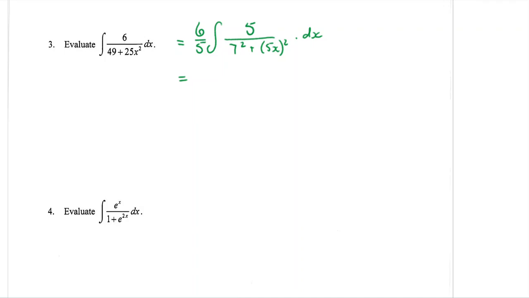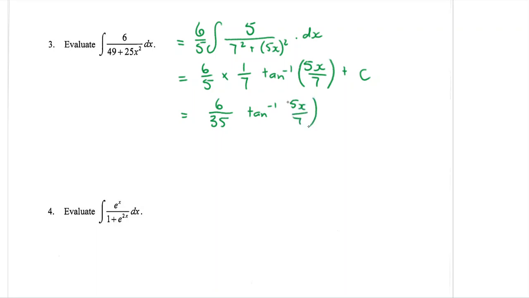The 7, good. That 6 over 5 is just sitting out the front. 1 over a will be 1 over 7. And then it will be inverse tan of my function, which is 5x over a, which is 7, and then plus the c because it's an indefinite integral. And all I would do is just tidy up those front two fractions. So 6 times 1 is 6, 5 times 7 is 35, and then inverse tan 5x over 7.